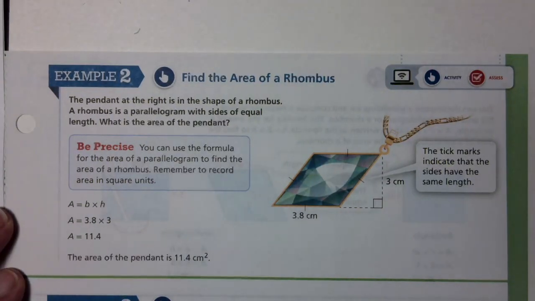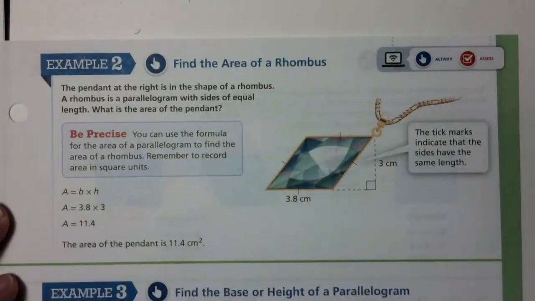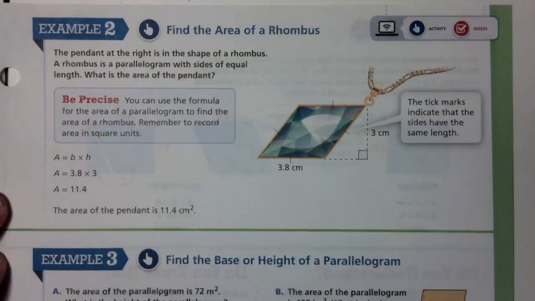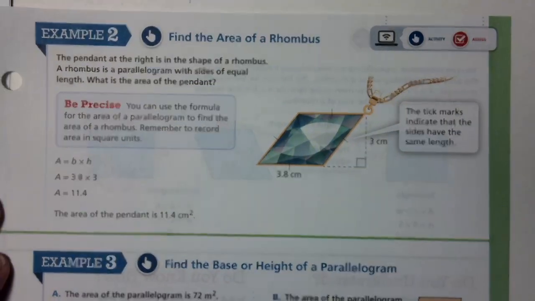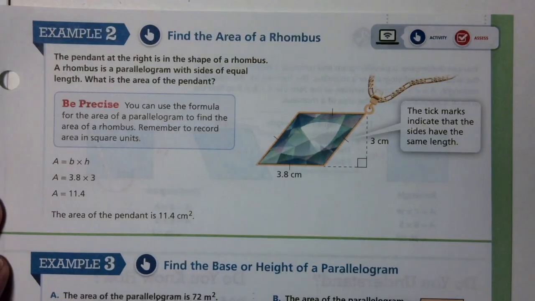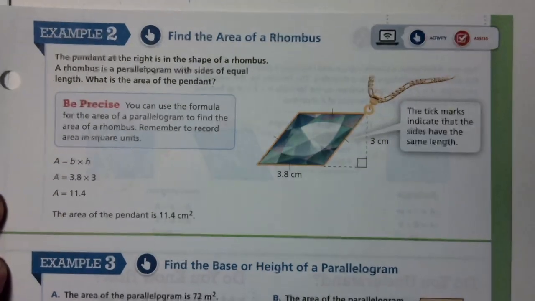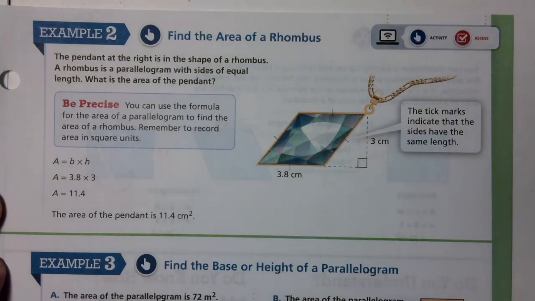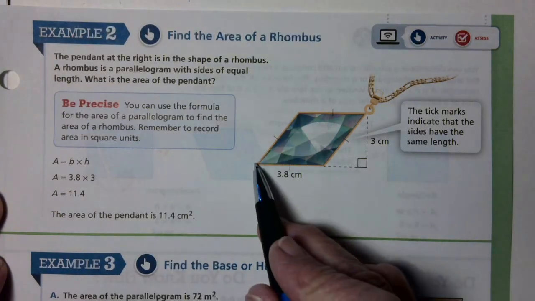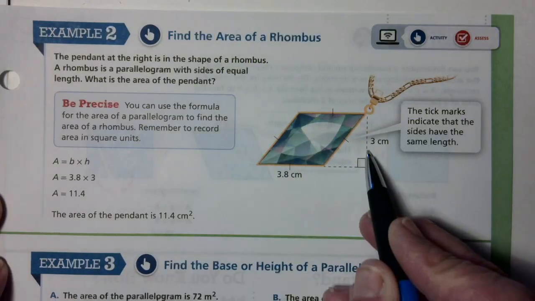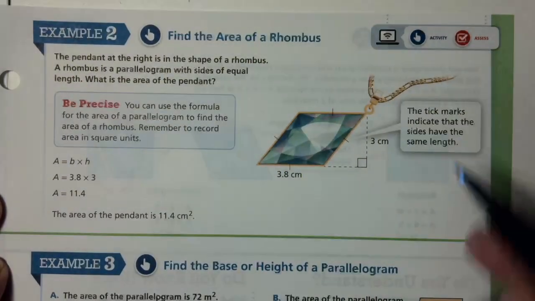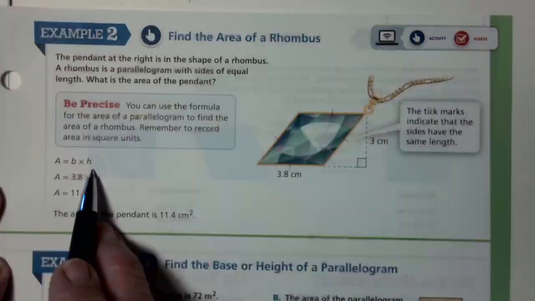Okay, so now we're going to find the area of a rhombus. The pendant at the right, a pendant is like a necklace, what's hanging at the bottom of the necklace, is in the shape of a rhombus. A rhombus is a parallelogram with the sides of equal length. What's the area? Well, if we call this the base, then we have to come straight over here and go straight up to get the height. So the area is the base times the height.